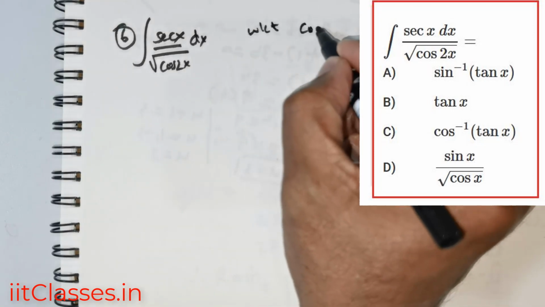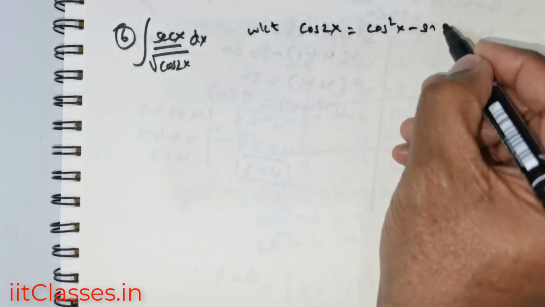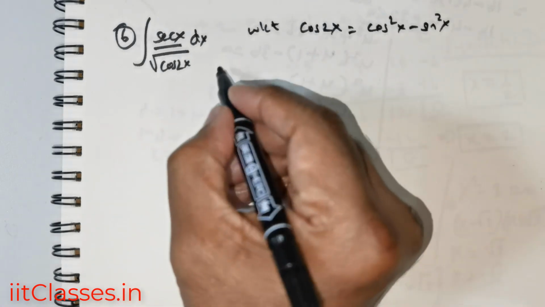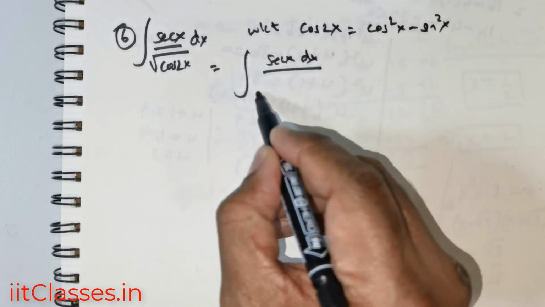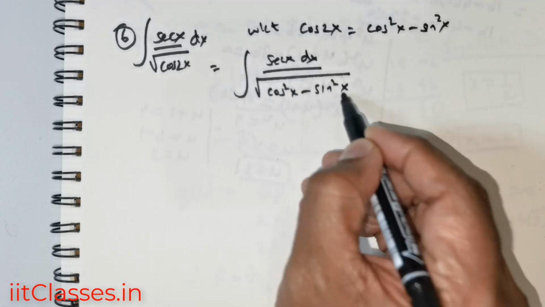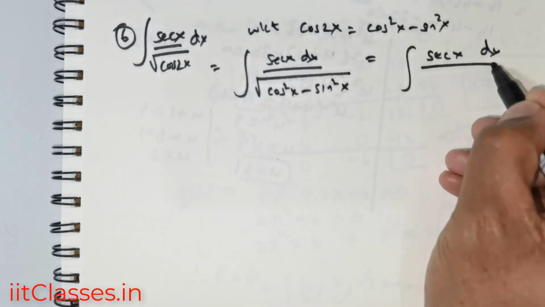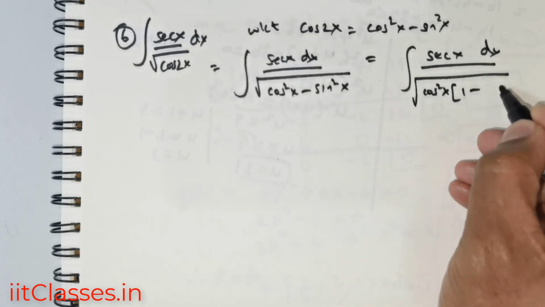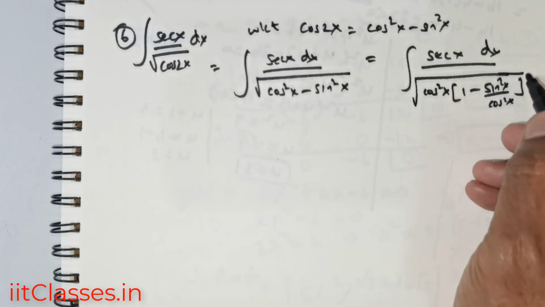We know that cos 2x is cos squared x minus sin squared x. So this is going to be equal to secant x dx over root of cos squared x minus sin squared x. This can be further rewritten as secant x dx divided by, I'm going to take cos squared x out, so that would give me 1 minus sin squared x over cos squared x.